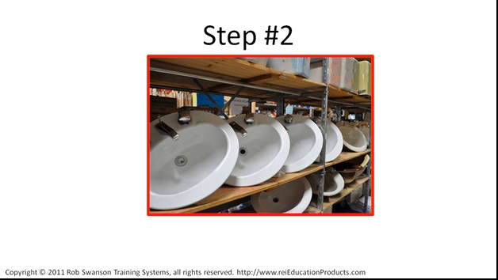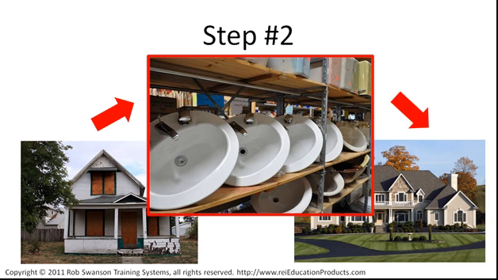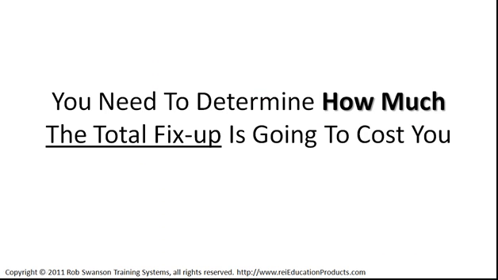Now, step 2 then is figuring out what it's going to cost you to go from here to here. The next step is figuring out materials and labor and the other associated costs that go into fixing this beater house up and turning it into an absolute beauty. That's step number 2. So step number 2 is you need to determine how much the total fix-up is going to cost you.